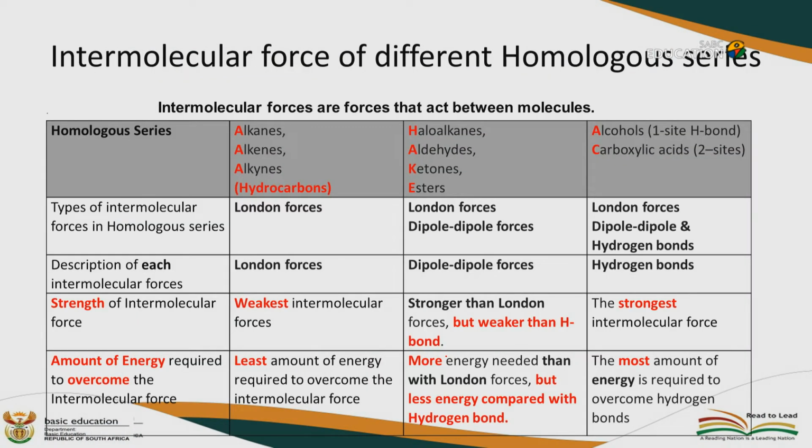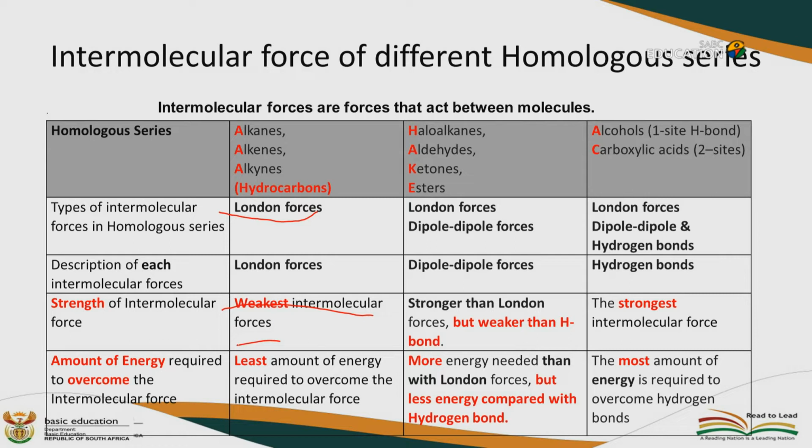Now, as we move to our intermolecular forces, these are the intermolecular forces of all the 9 different homologous series. Remember, we said we have 9 different homologous series that we are dealing with. The first ones I said is AAA, which is your alkanes, alkenes, and alkynes, which are our hydrocarbons. For these ones, all of them have London force. Now, you have to know that London forces are the weakest intermolecular force. They are the weakest intermolecular force.